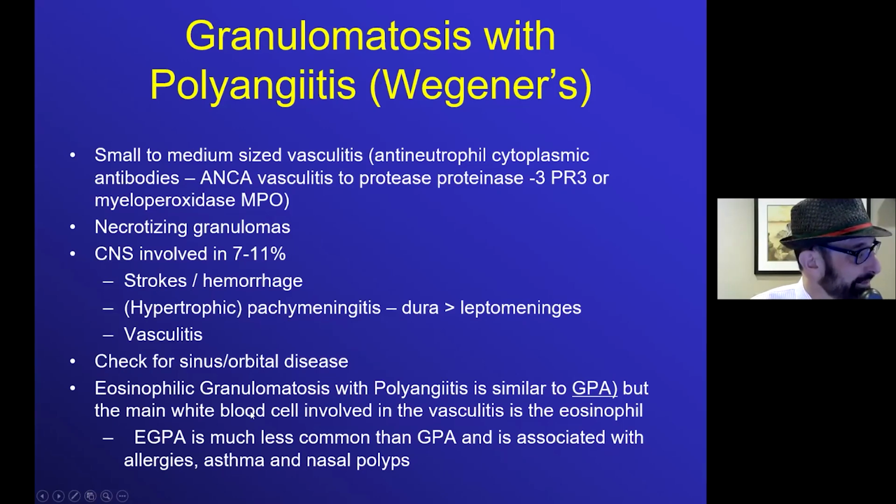So there is another entity which is called eosinophilic granulomatosis with polyangiitis. It's similar to GPA, but the difference is that the blood cell that's associated with it is an eosinophil as opposed to the neutrophil that is classic with GPA.